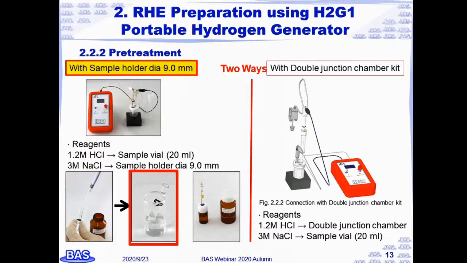Then soak the sample holder in distilled water. This method prevents the sample holder from drying. Put the RE1BP reference electrode into the REPB preservative vial, which is filled with 3 molar NaCl solution. This preservation method helps stabilize the potential of the RE1BP reference electrode.